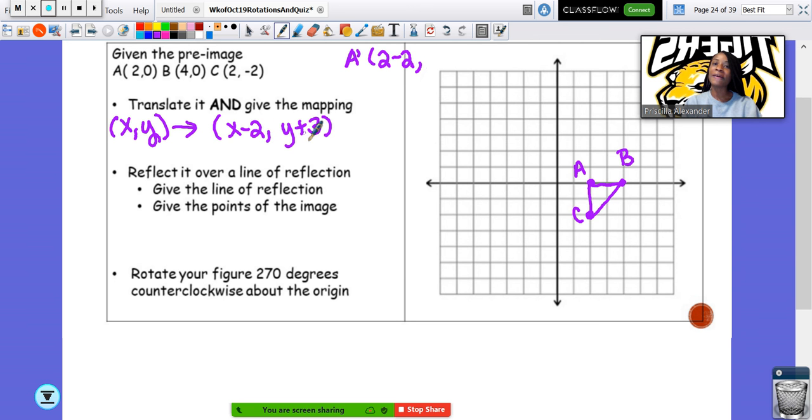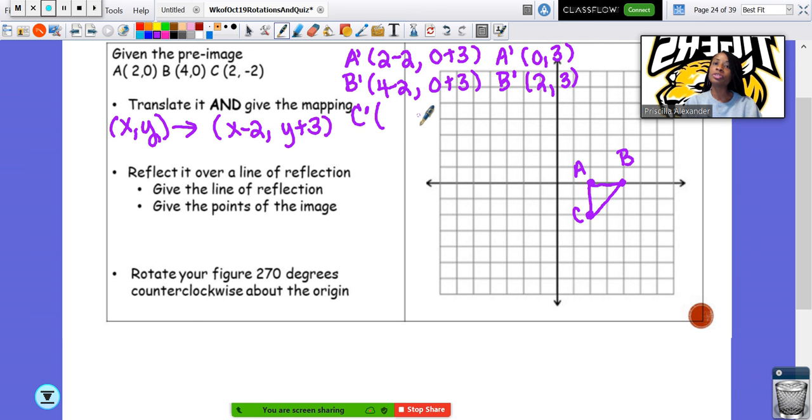And then 0 plus 3. So A prime would be 0, 3. And then B prime, we would say 4, -2, comma, 0 plus 3. B prime would be 2, 3. And then C prime, here would be 2, -2, comma, -2 plus 3. C prime would be 0 and 1.